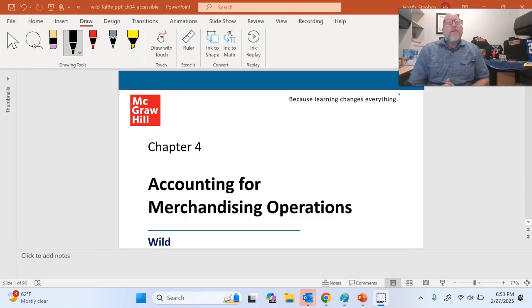merchandise operations. I'm trying to lecture without moving my hands so much, and it's almost impossible. Anyway, I just want to see if I can do it for a little while.